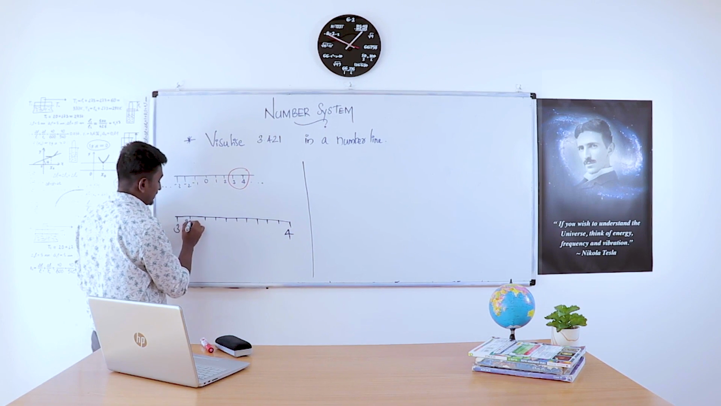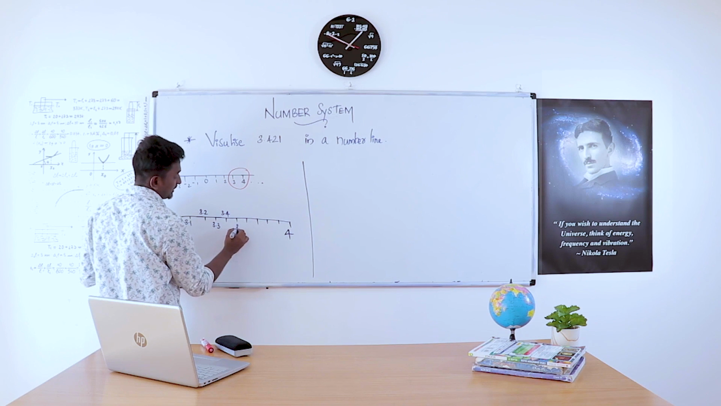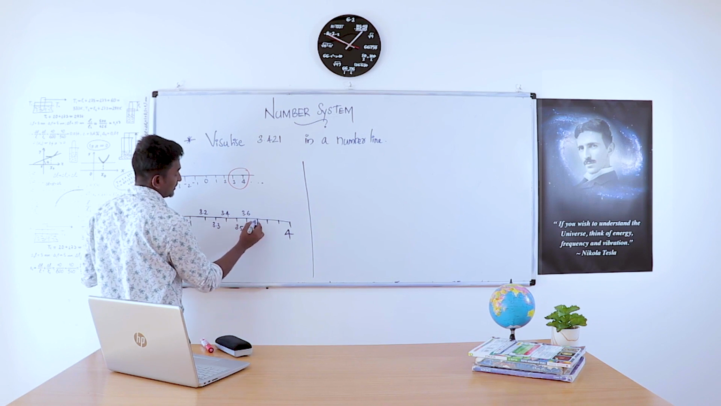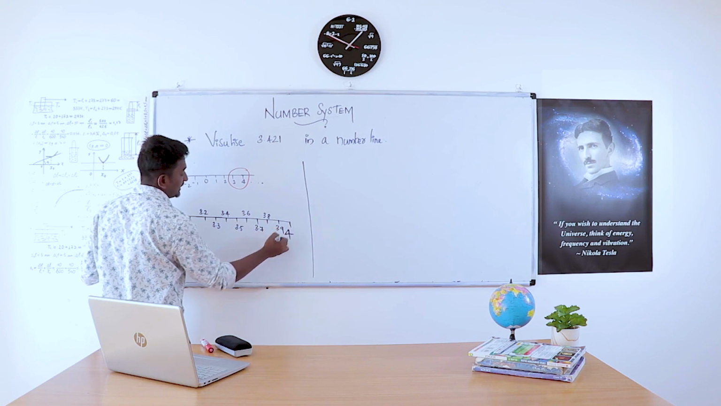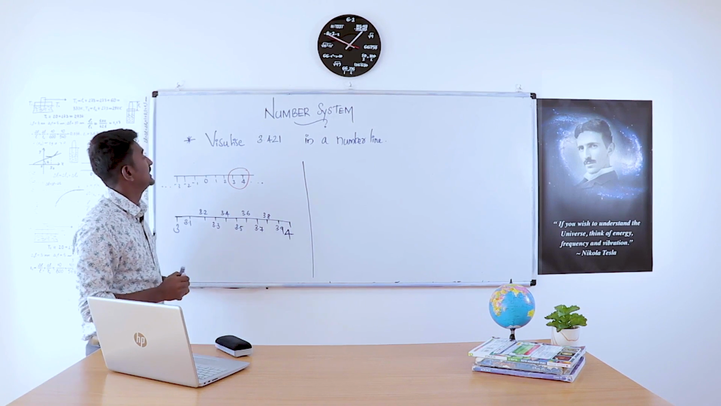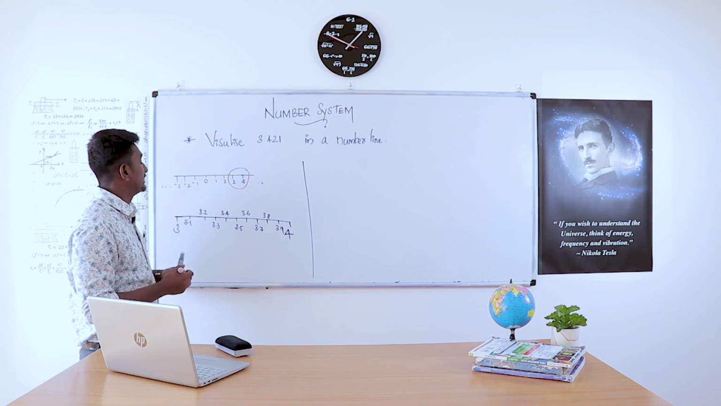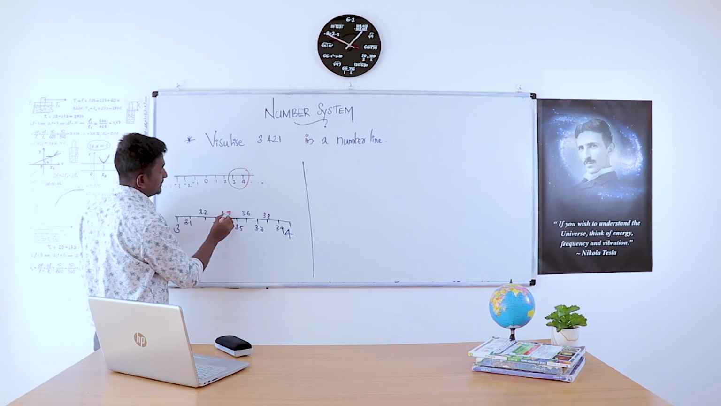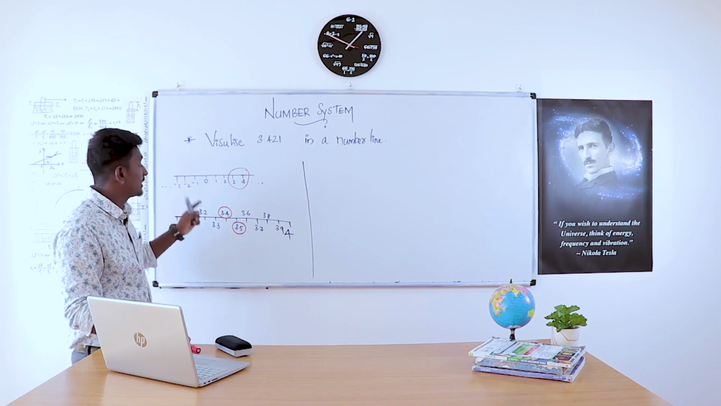In between 3 and 4, there is 3.1, 3.2, 3.3, 3.4, 3.5, 3.6, 3.7, 3.8, 3.9 and 4. Now the number we want to visualize is 3.421. That means it is in between 3.4 and 3.5.